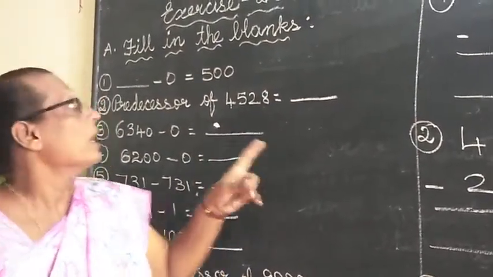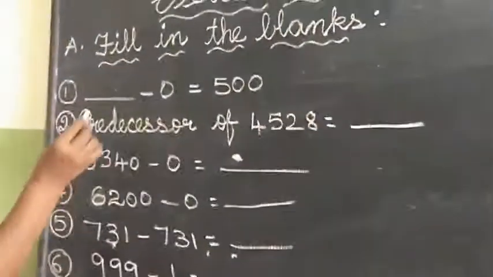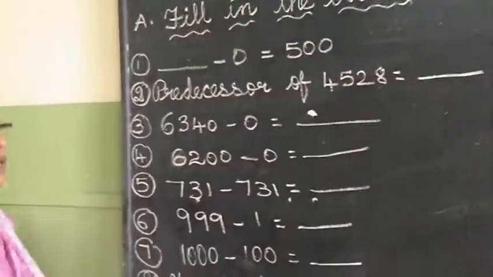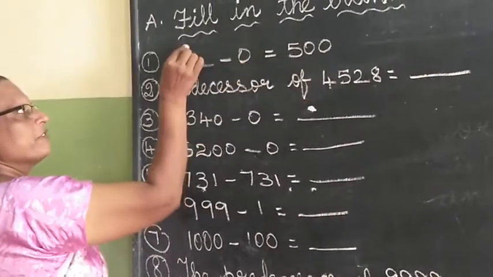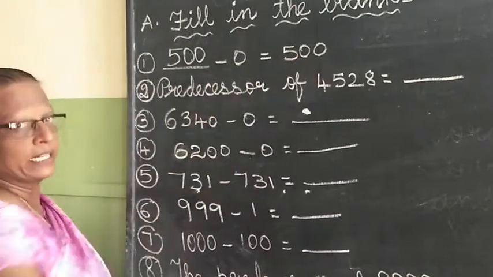Okay children, now we'll see fill in the blanks. Dash minus 0 is equal to 500. What will come, children? The same answer. 500 minus 0 is 500.